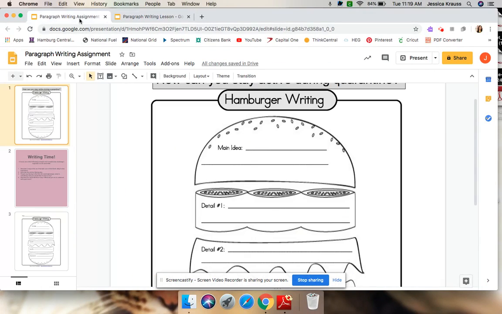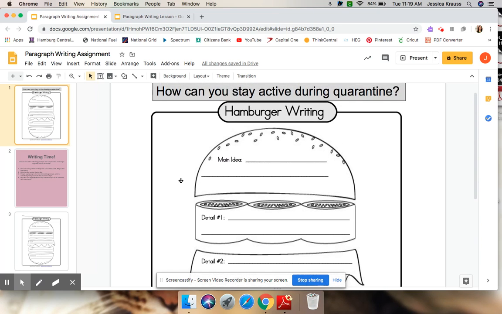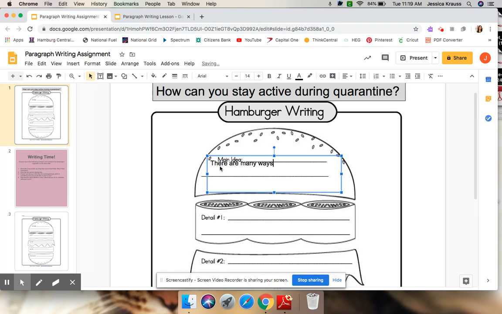Let's take a look at your assignment. Here we have the hamburger organizer that you are going to get to fill out. But first, I'm going to do one with you. So here our prompt is, how can you stay active during quarantine? So the first thing I have to do is decide how I'm going to introduce this to the reader. How can you stay active during quarantine? Now, I don't want to give those details away yet. I just want to tell my reader the topic. So I'm going to say, there are many ways to stay active during quarantine.